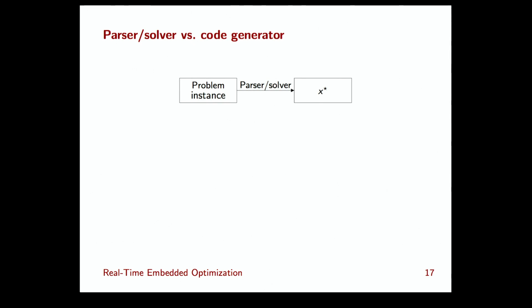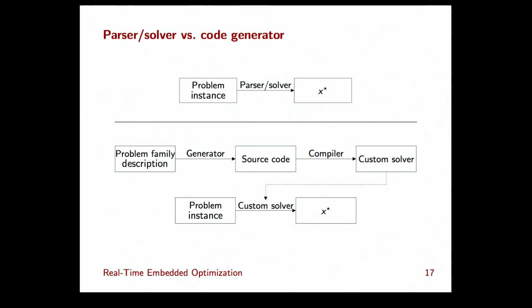So the difference would be something like CVX would be a parser solver. You'd take a problem instance, compile it into a cone program, solve the cone program, and that would give you x star. This would be like this: you would describe a problem family. The generator would generate source code, maybe C. No, definitely C. Then you'd compile that with all the flags on, so that all your friends who do the back end of compilers can show off. And you end up somewhat later with a custom solver that maps problems to solutions. And this would be 1,000 times faster than that. That would be the rough idea.